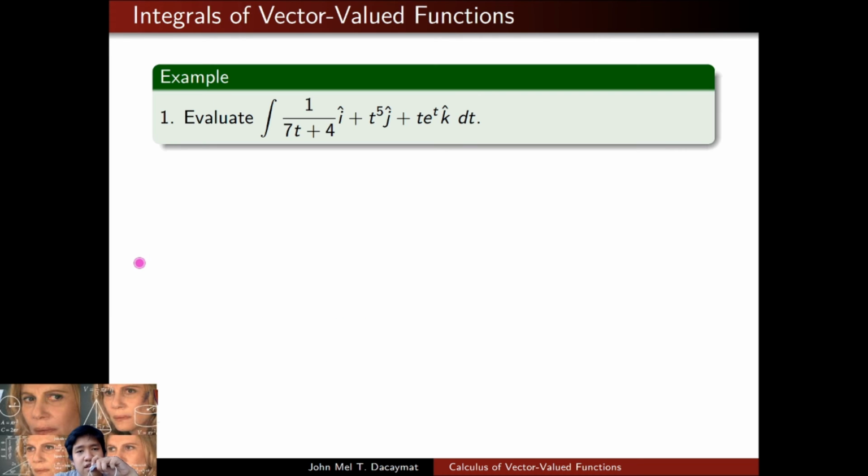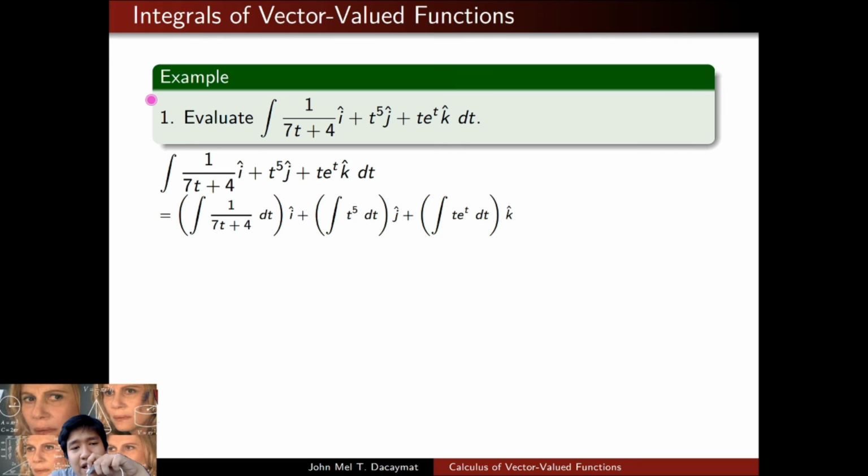Okay. Let's evaluate some integrals. Halimbawa po, ito, evaluate natin. This is an indefinite integral. So, sabi natin, ipapasok lang natin yung integral doon sa tatlong component. And let's compute the integral of each one.